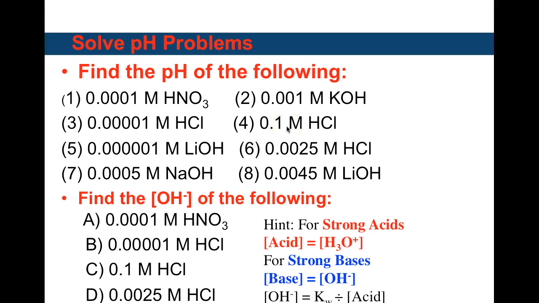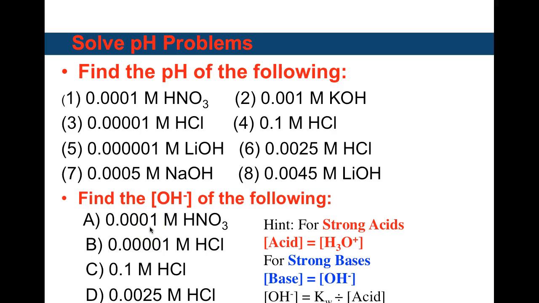This is 1 times 10 to the negative 1, so pH is 1. And this is 1 times 10 to the negative 6, but it's pOH. So pOH is 6, so 14 minus 6, so pH is 8. In these here, just plug it into the calculator and then find out what the pH is going to be.